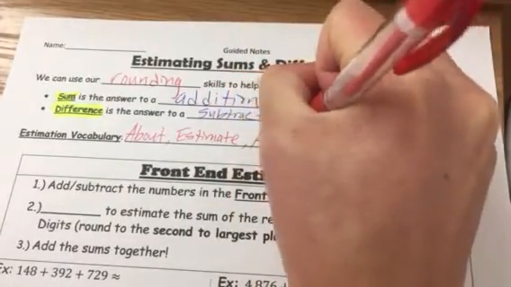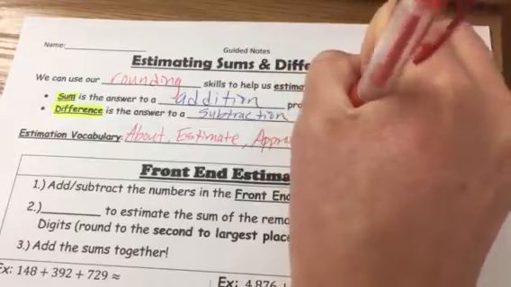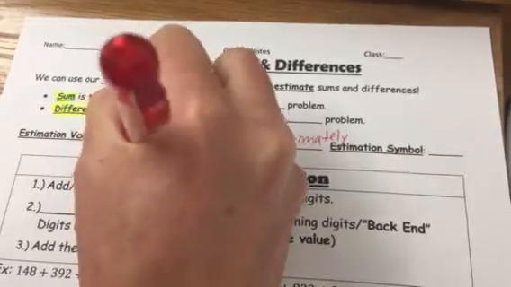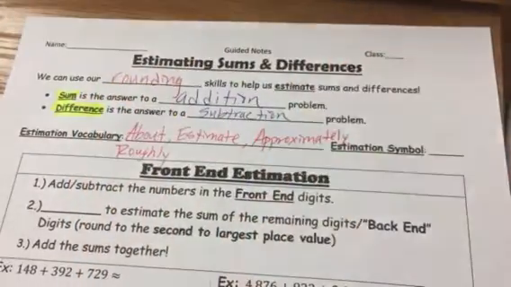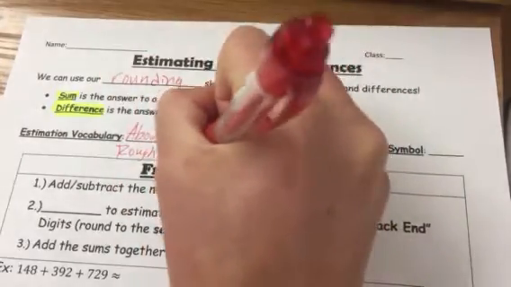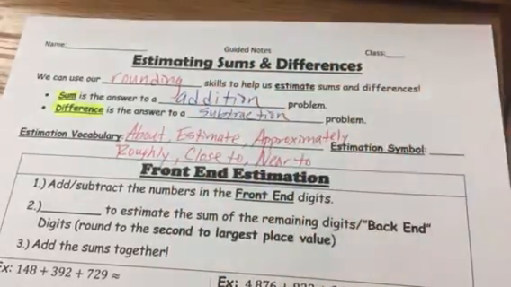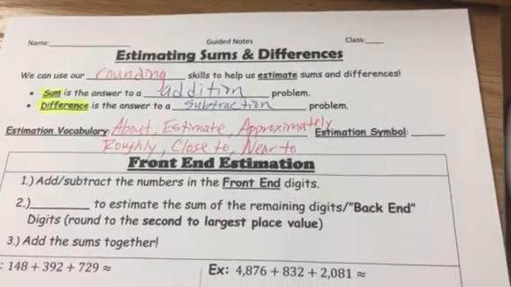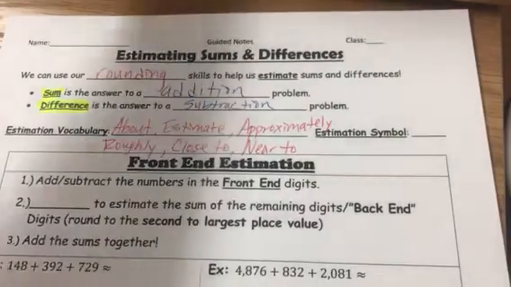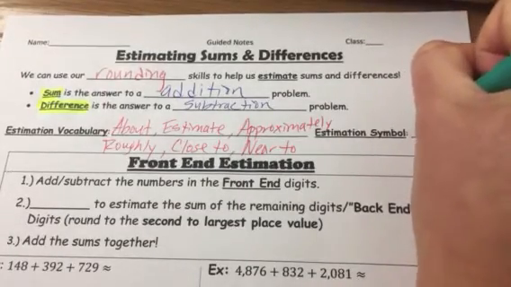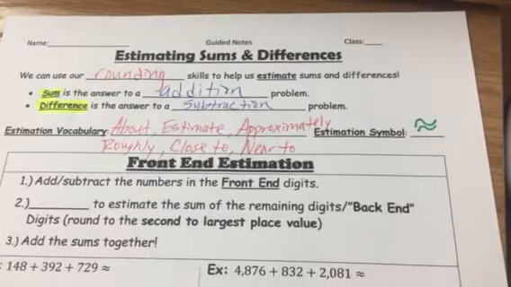Approximately is a great estimation word. Roughly. Roughly, how much money will we make? Roughly, how much is that profit? Let's see, what else? Close to or near to. Those are some estimation phrases as well. And what is our estimation symbol? Our estimation symbol is almost like an equal sign, but it's going to be squiggly. It's about. It's loosey-goosey. It's about.